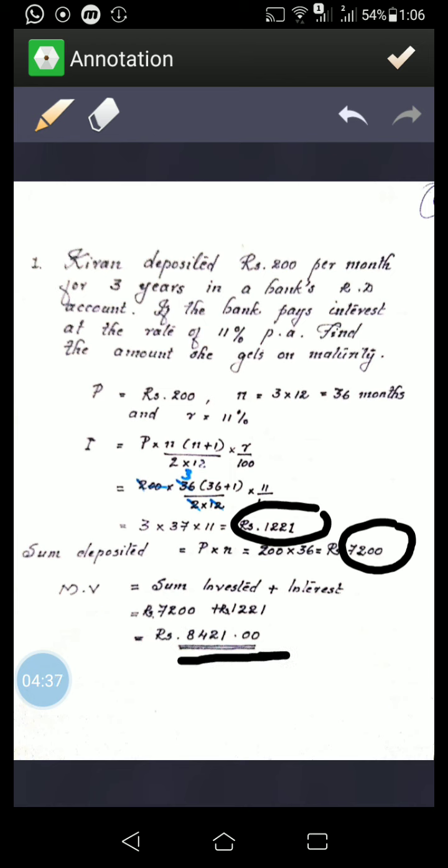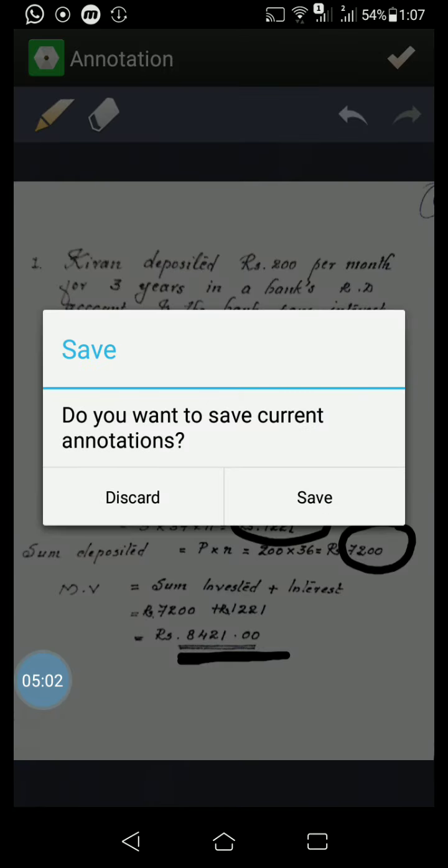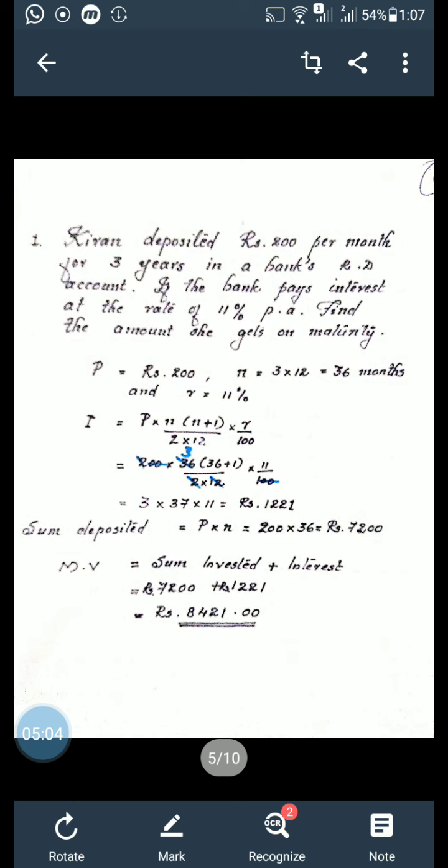7,200 plus 1,221, which is equal to rupees 8,421.00. When you write the final answer, you have to write the answer in rupees and paise. That is 8,421.00. That is the result. Okay.